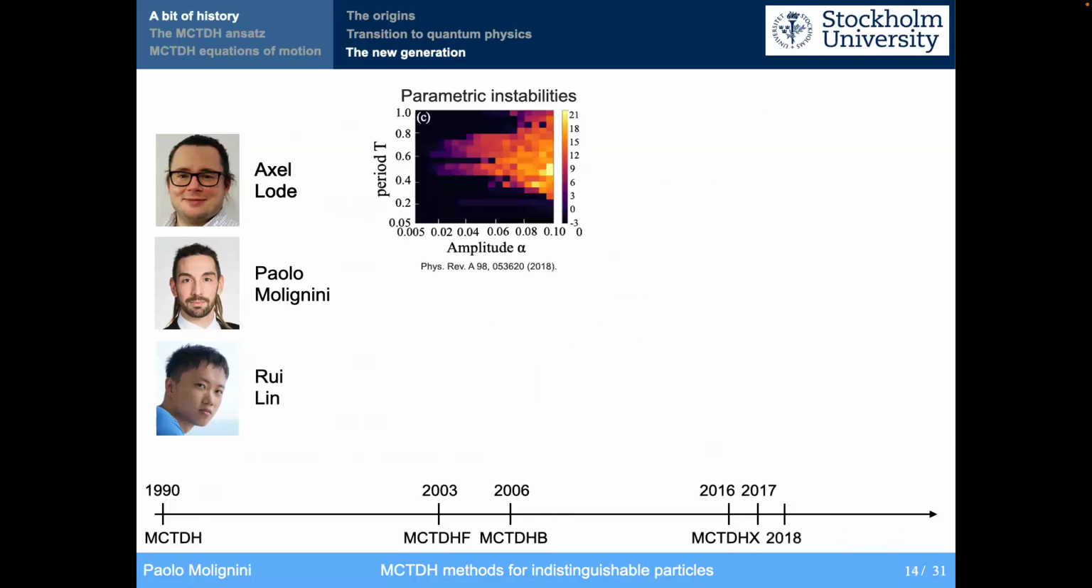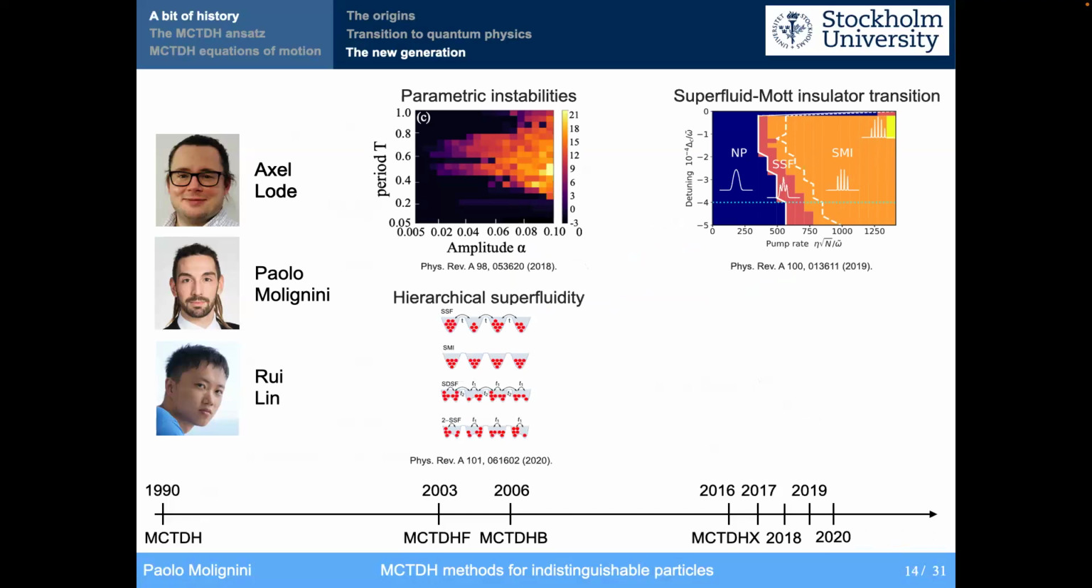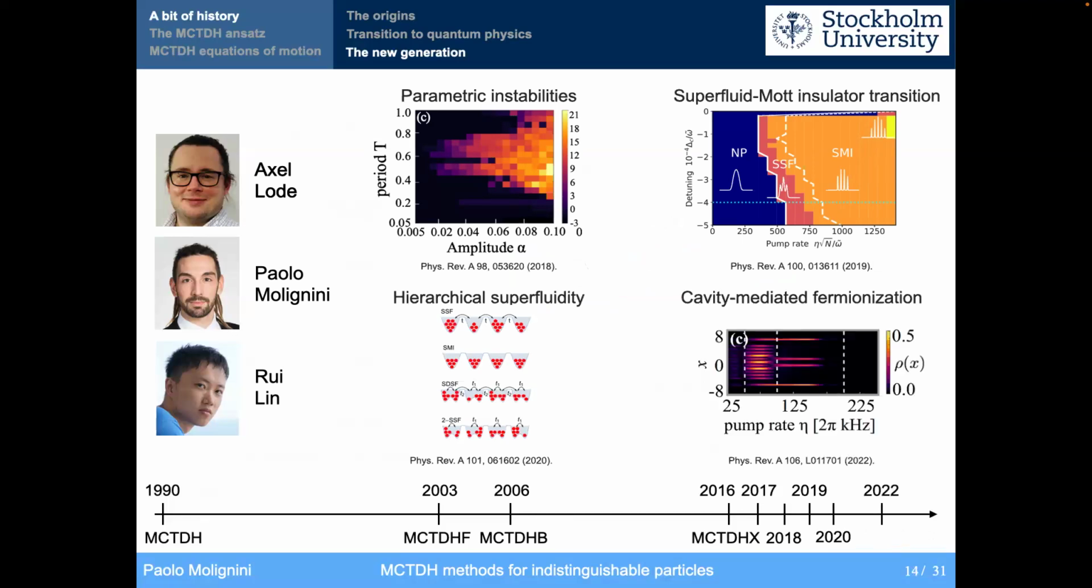So a couple of works that we did during that time was to look at parametric instabilities, when you drive lasers periodically in time, looking at the transition between superfluid to Mott insulator in BECs. We found hierarchical superfluidity and also really pushing the strength of the interactions to the max. You can even make, in a 1D setup, the bosons completely separate from one another and make them behave like fermions. You can fermionize bosons. So there was a bunch of work with cavity BEC, cavity QED that happened in the late 2010s.